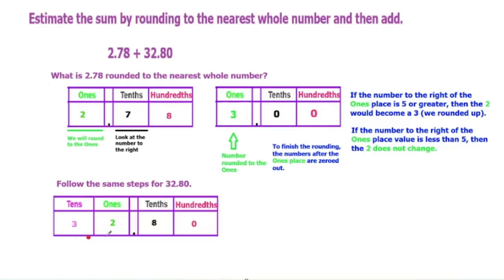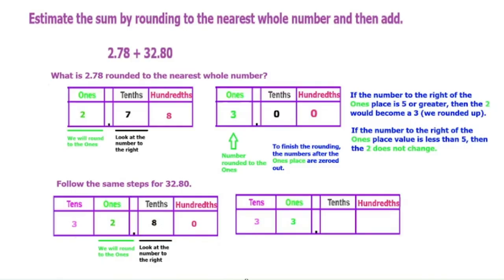So let's put 32.80 in our place value chart. And then we will round to the ones. And to do that, we look at the number to the right. This number is greater than or equal to 5. So that means this is going to become a 3. We round it up. So let's put that in. So this 2 became a 3. This 3 stays the same. We don't touch that. Now we zero everything out after this 3 to 0.